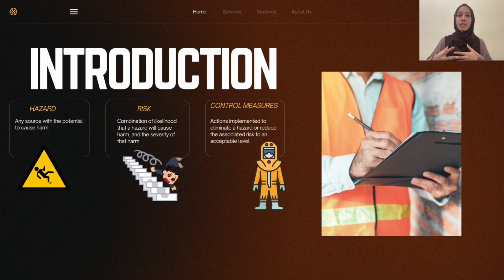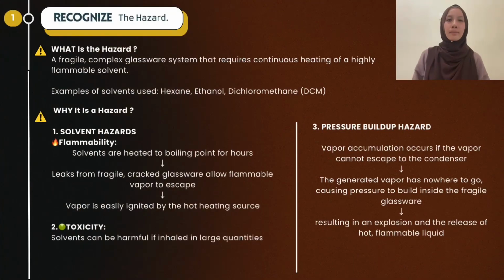First, hazard. Hazard is something that can cause harm, a potential source of harm. Second is risk. Risk is more to the probability of getting harm and how severe it is. Third is control measure. It is more to actions implemented to eliminate that hazard or reduce it to an acceptable level. So I will be explaining about the Soxhlet apparatus.